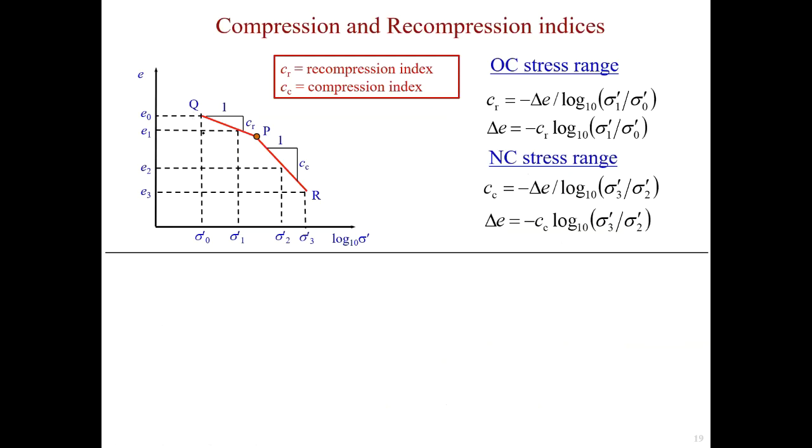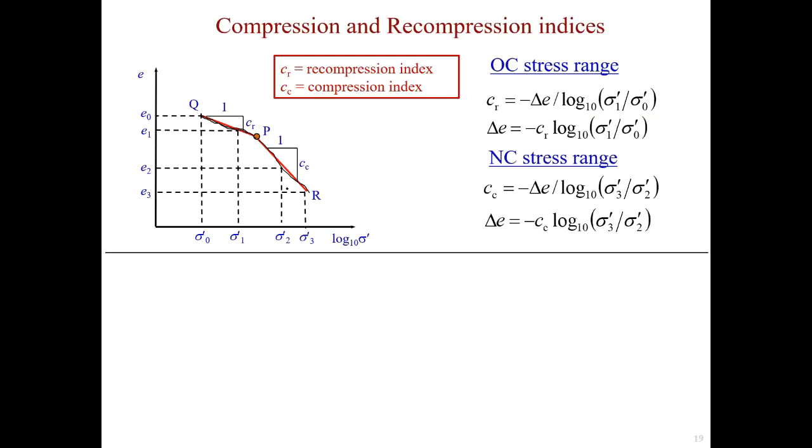So for the majority problem, we can just draw a compression line here. That will be the original compression line. And if you unload from any point, just follow this trace back. So let's say you have the original PR line, and if you unload from the P, then surely your unloading curve will follow the PQ and this way.